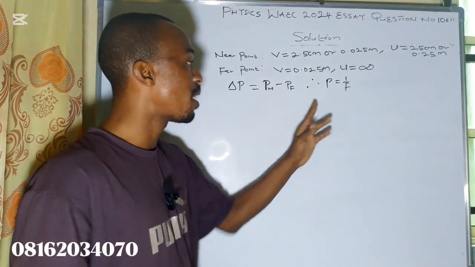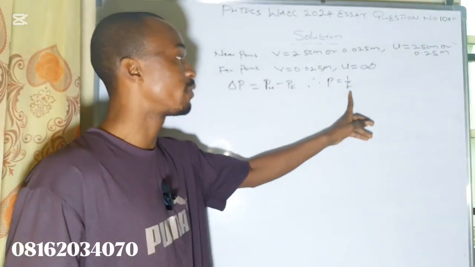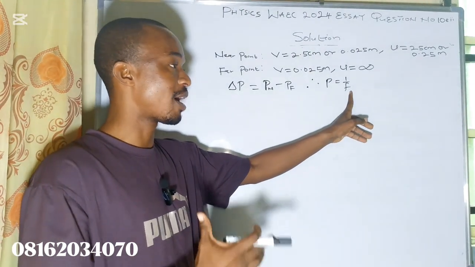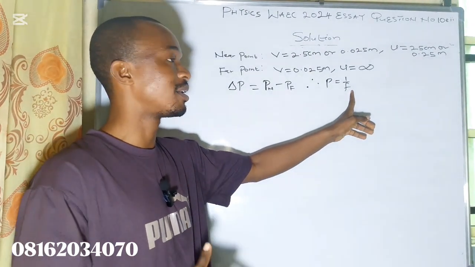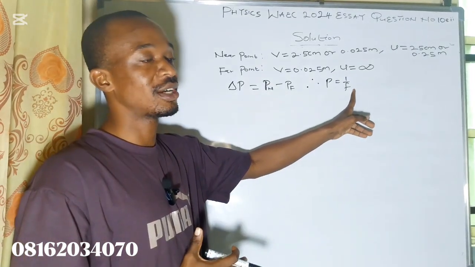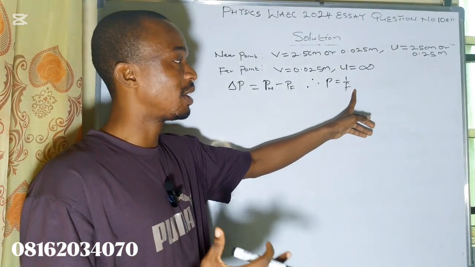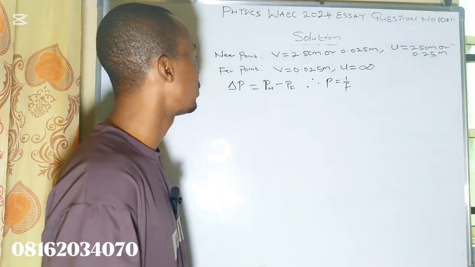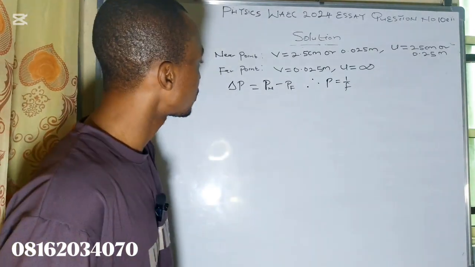You should know that the power of a lens is given as the reciprocal of the focal length. I may not have the opportunity to talk about focal length and everything that has to do with lenses, but that can be done later on. If you want me to do that video immediately, please comment and let me know, and I will do the video. So let's carry on.